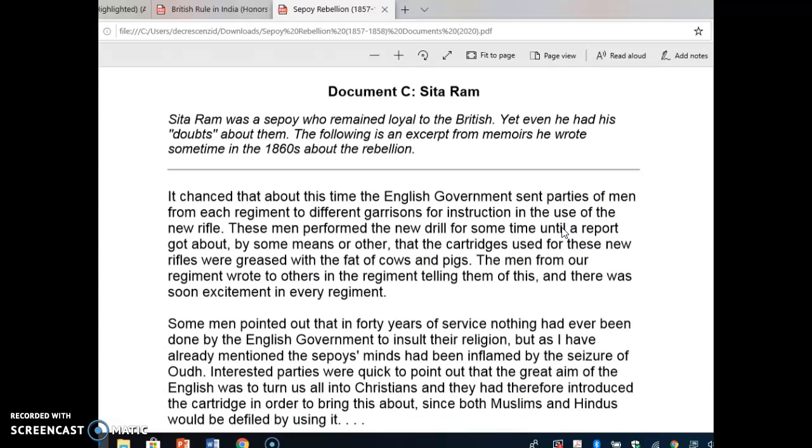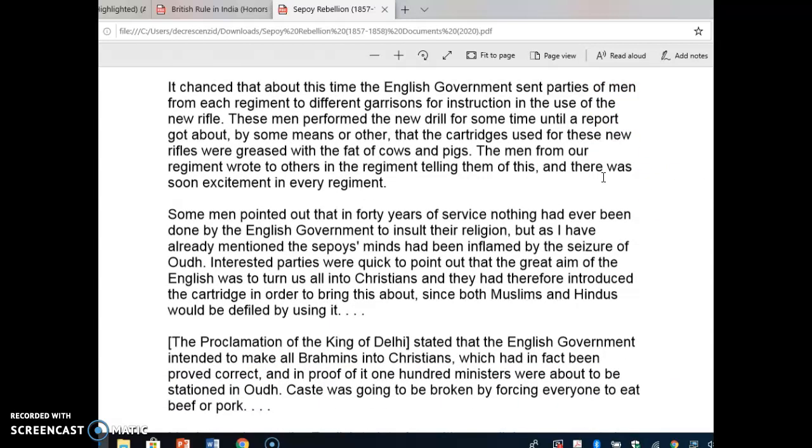And the last one, Document C, is Sita Ram. He was a sepoy who remained loyal to the British. And you can see he had some doubts about them. And again, we will go over on Tuesday what his view was regarding the start of this rebellion, this mutiny, or this first war of Indian independence.